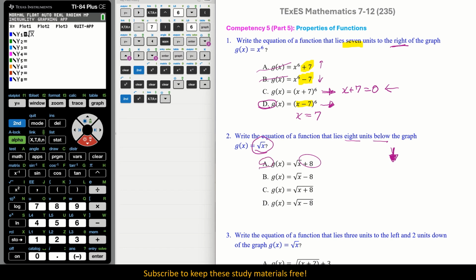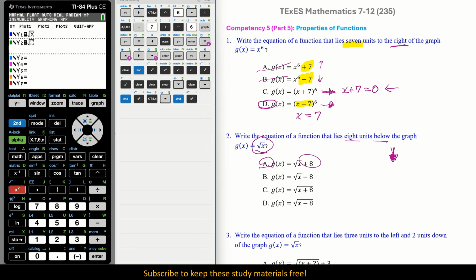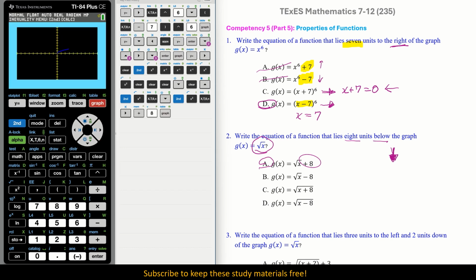But let's double check. So second, second x squared, then put in my x, arrow over, and let's say the plus 8. Now let's push graph. Okay, now see, it is up. Okay, and that blue doesn't exactly pop. But see our green, at least we made that to where we could see it very clearly. And we are shifting up only. We're not going left to right, so we're good to go. That means A has been confirmed.